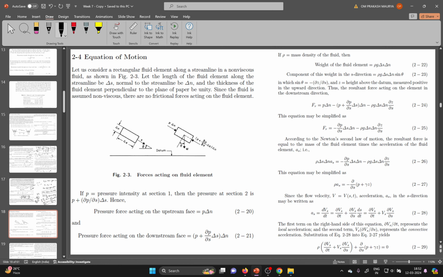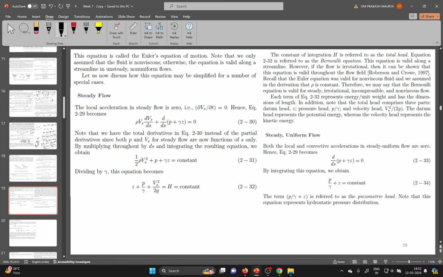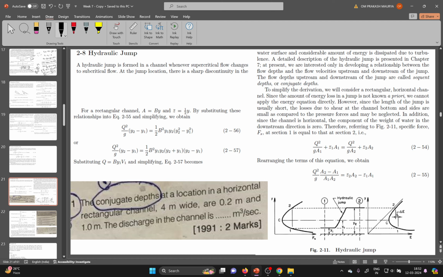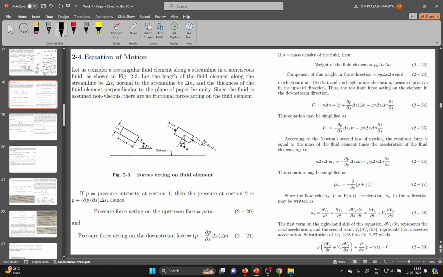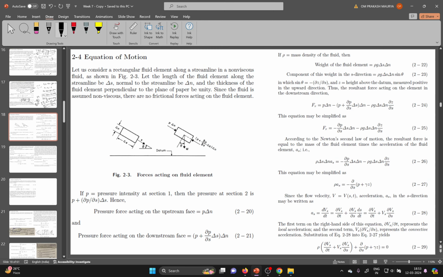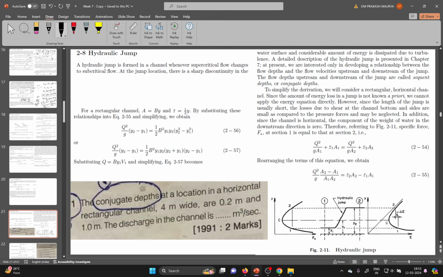So now the equation of motion, or you can say the Bernoulli's equation. This equation I have discussed in the last classes, so no need to discuss it here. Okay, so here I have one question regarding the hydraulic jump. This question is very very important. GATE 1991. What I have discussed in the previous conservation of momentum will be utilized here in this question.